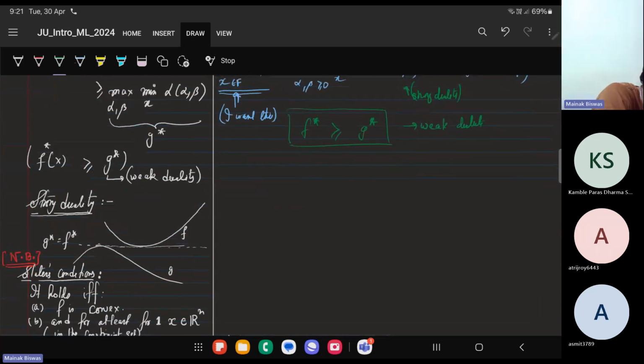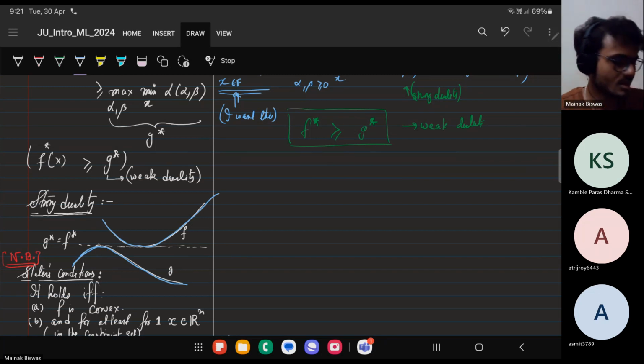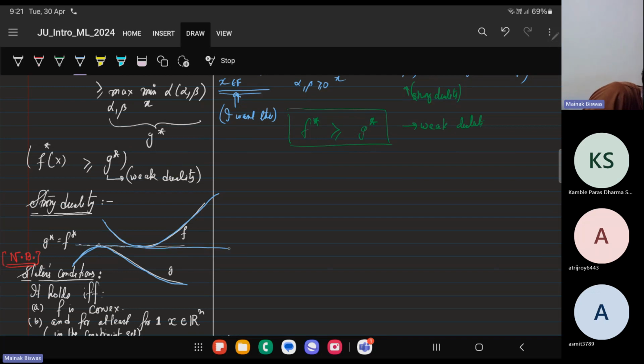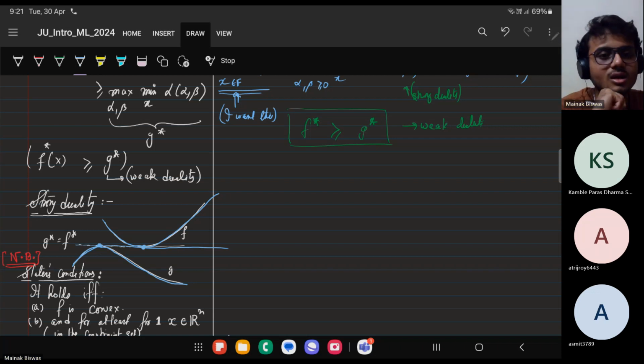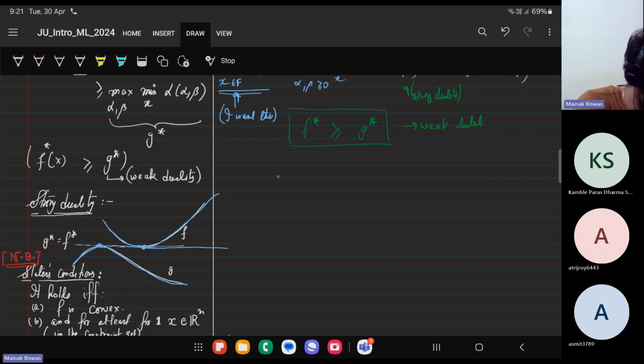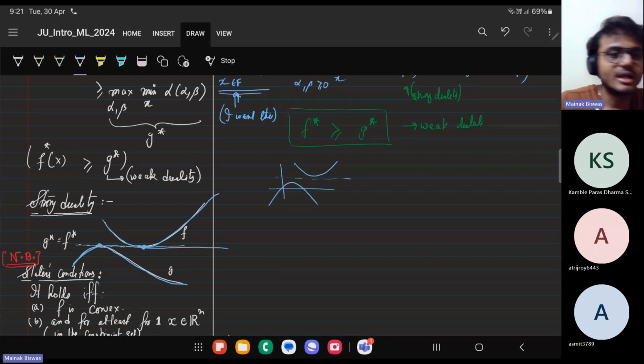Since G is what you're trying to maximize, G will look something like this, and F will look something like this. If and only if they merge at this point will you have them equal. In case of weak duality, the theorem we derived just now guarantees that G can be lower, but equality can only hold sometimes, not always. Is that clear? Then I'll tell you when the equality can hold.